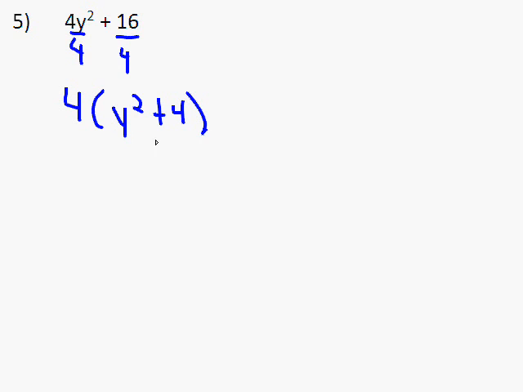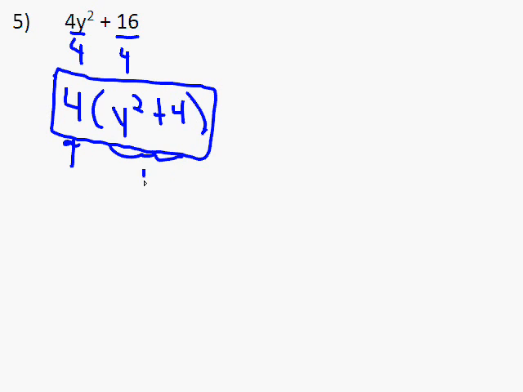Now, even though the inside of our expression is prime, we don't call the whole expression prime because it actually has two factors. 4 and y squared plus 4 are our two factors. So this is the answer to the fifth problem. A lot simpler than the others, but just a little bit different.